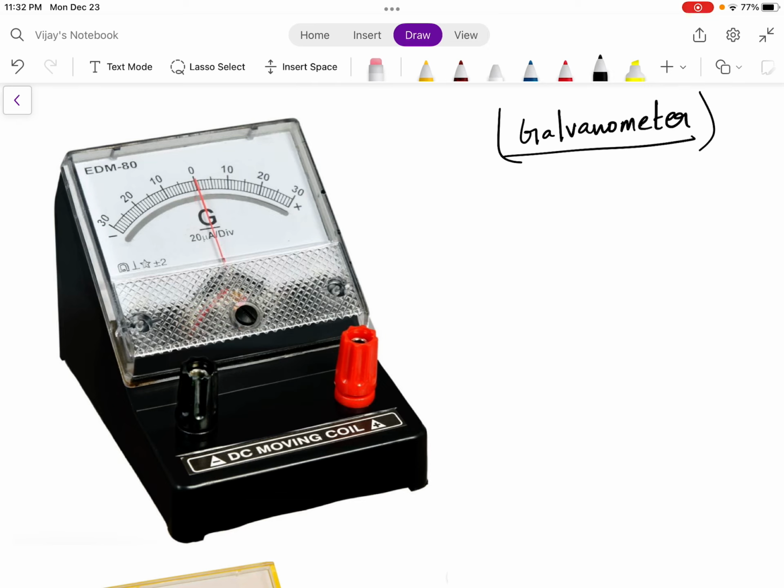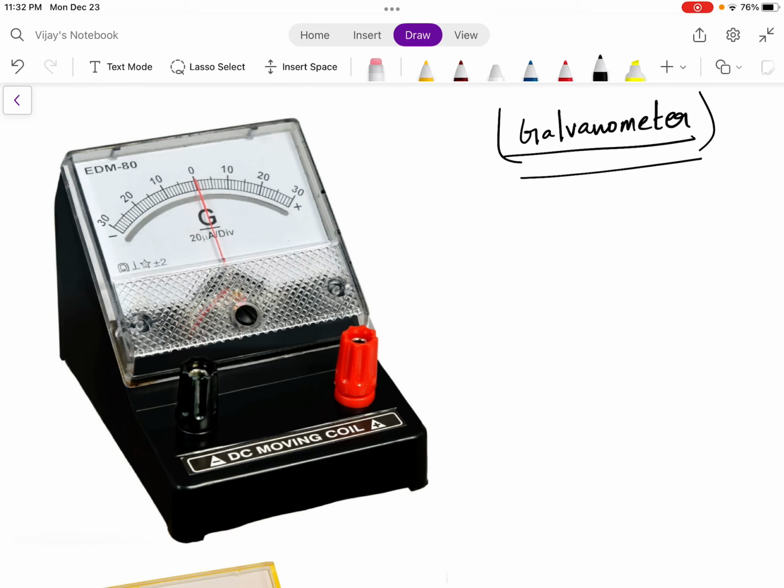Now, you can see the galvanometer here. It has two terminals, a positive terminal with a red screw and a negative terminal with a black screw. Now, what is a galvanometer? Remember, a galvanometer is a device which is used to detect current in a wire.